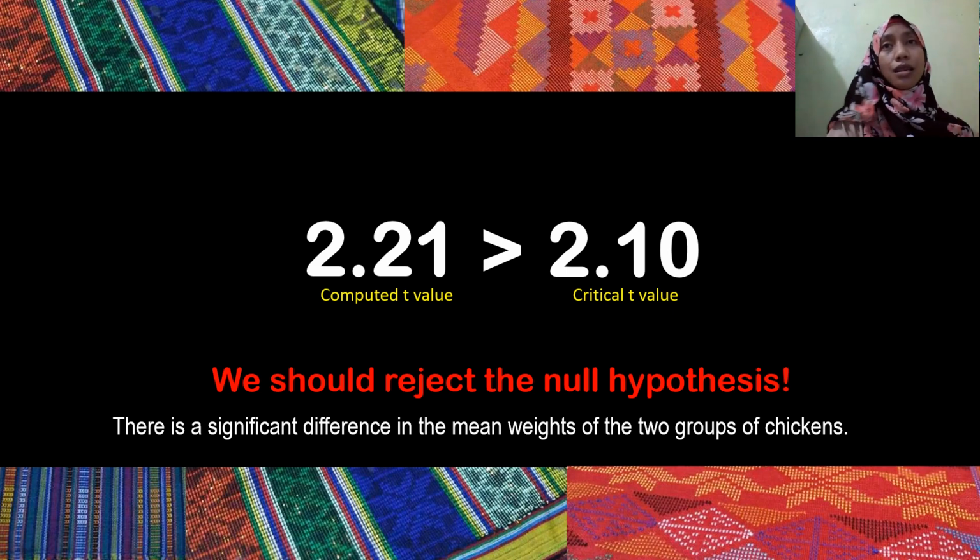Assuming that this is our computed t-value, 2.21, then there is a significant difference between the mean weights of the two groups of chickens. So that could further mean that our brown algae is much more efficient, is way better than our usual chicken feeds in terms of adding weight to our broilers.